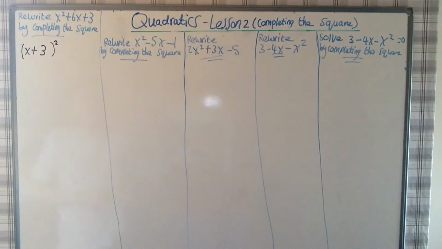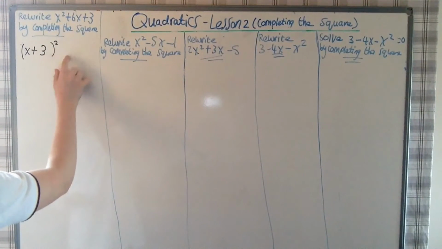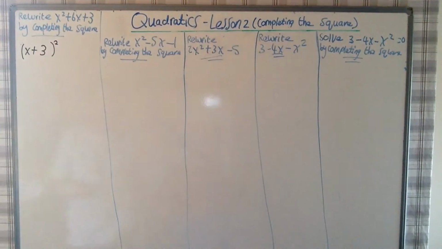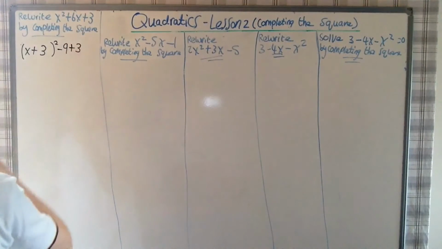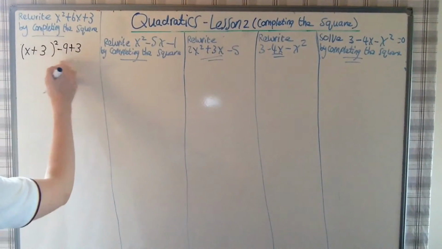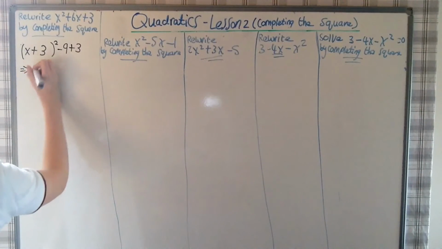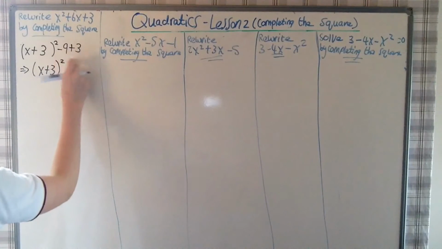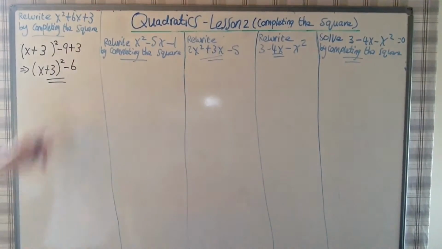Now we have to think what happens if we expand the brackets. If we expand this we get x squared plus 3x plus 3x, that's plus 6x. But 3 multiplied by 3 will give us 9. And we need 3. So we have to minus 9 and then we have to add 3 on the end. Because we'd get positive 9, so we're subtracting that 9 and adding the 3 on the end. So what we get is x plus 3 squared. Now minus 9 plus 3 gives us minus 6. And there's our answer.